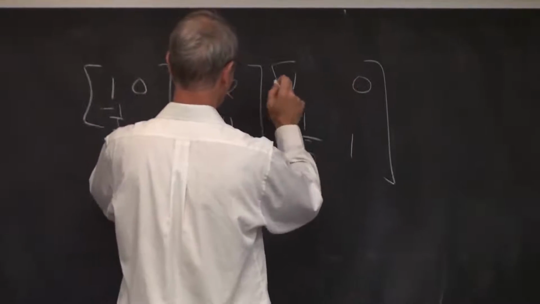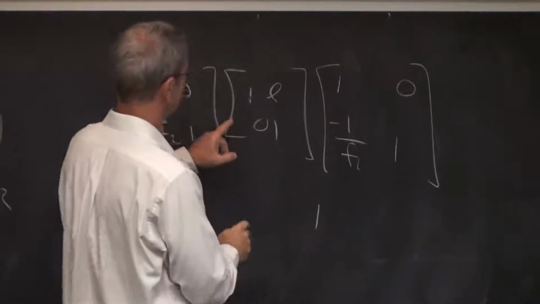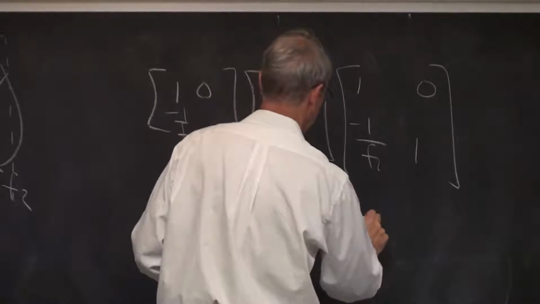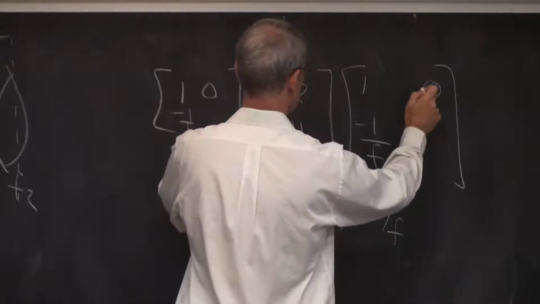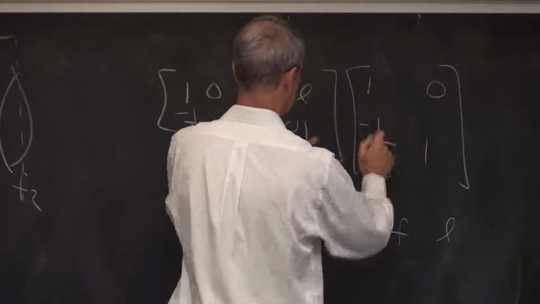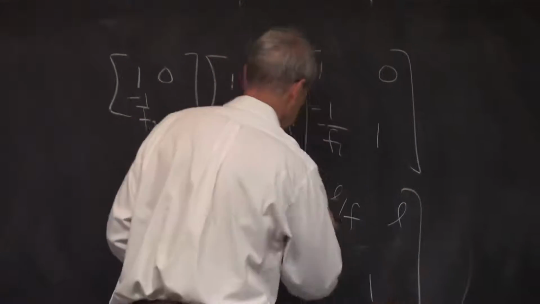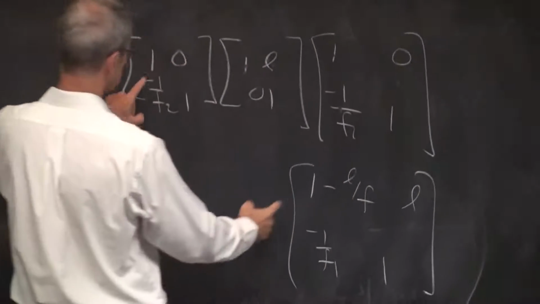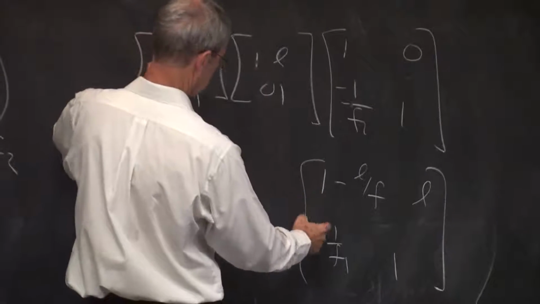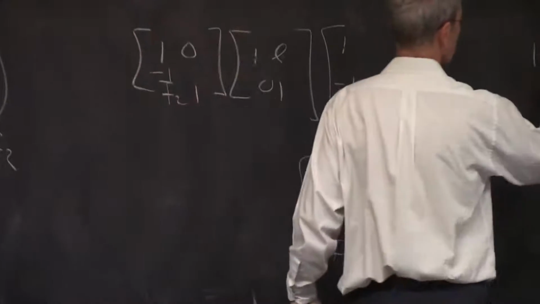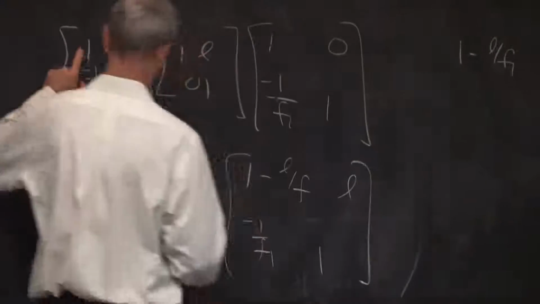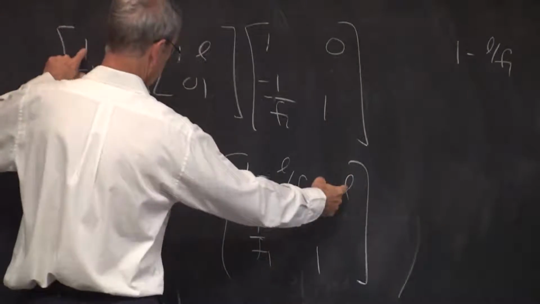I can't do this stuff. This is 1 minus L over F, 0, L, 0, 1 minus 1 over F, 1, 1. I multiply that one, so I go 1 minus 0. So I'm going to have 1 minus L over F1, L.